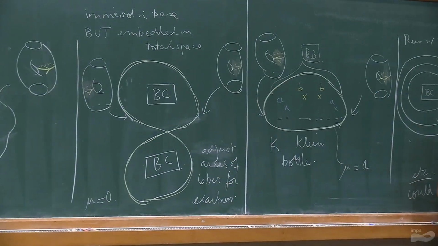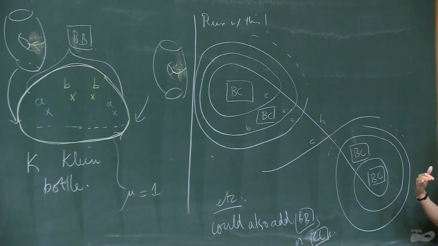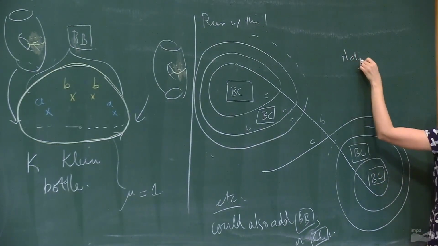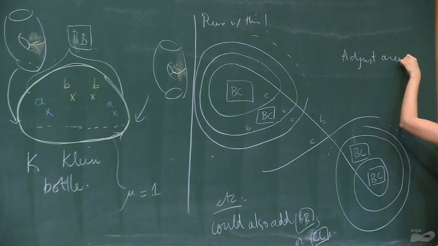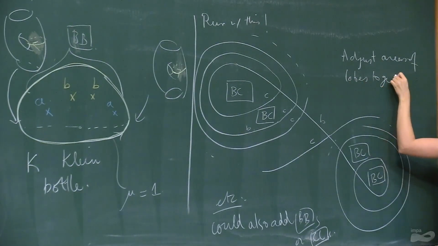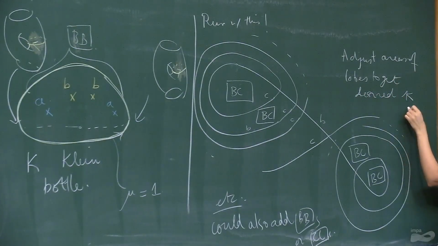And here, similarly, I made sure to have a bit that was winding one way and a bit that was winding the other way, but now I can always adjust the areas of the lobes to get any monotonicity constant I want. So adjust areas of lobes to get desired kappa monotonicity constant.